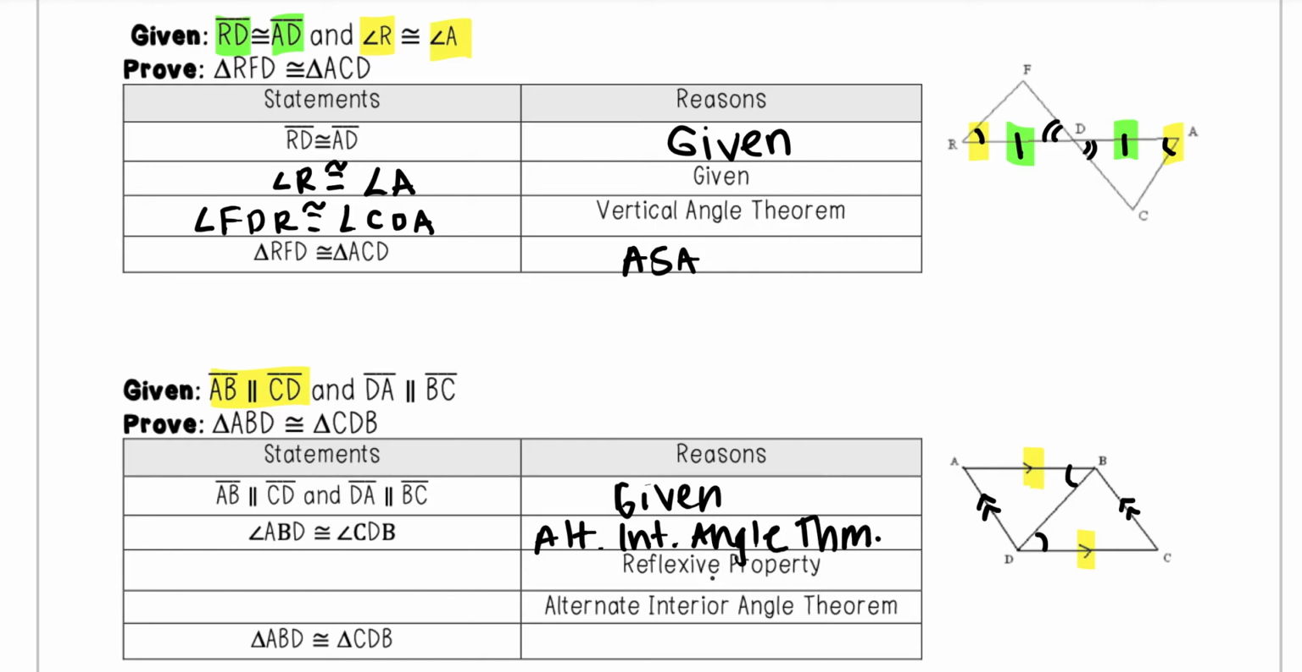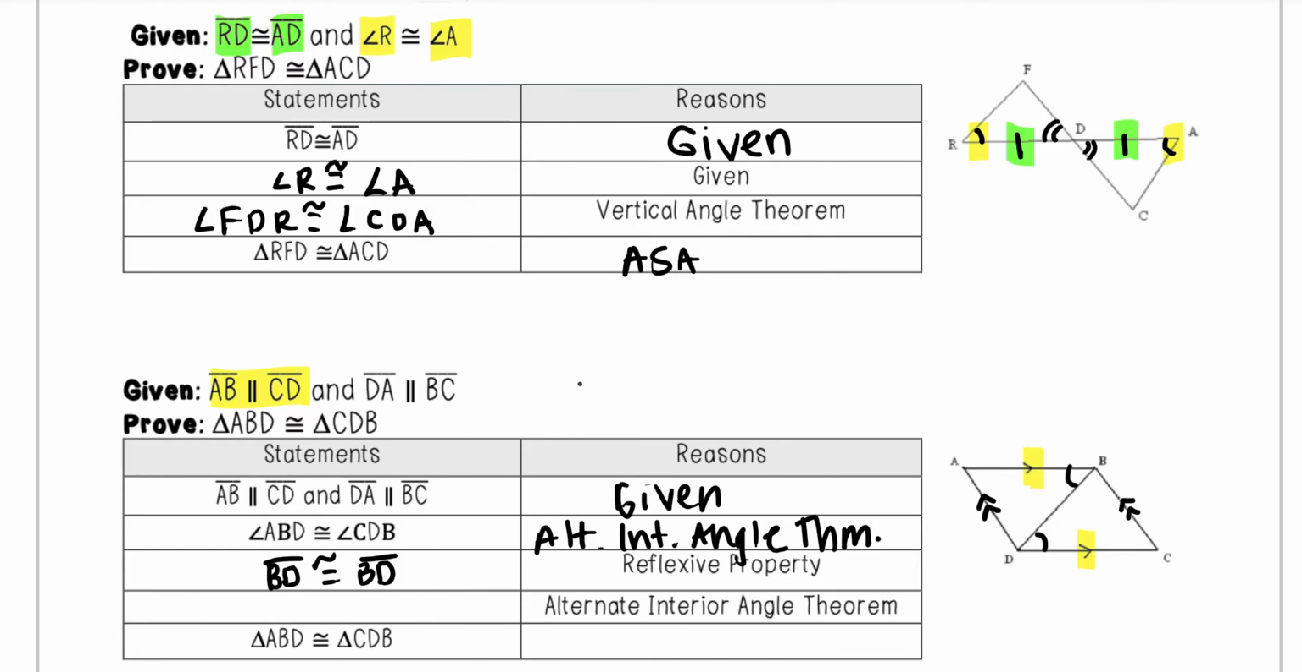The next reason is reflexive property, and we don't have a statement. Reflexive property means you're looking for shared sides. We can see that both triangles in this diagram are sharing the side BD. So I can say that the sides BD are congruent to each other because of the reflexive property.